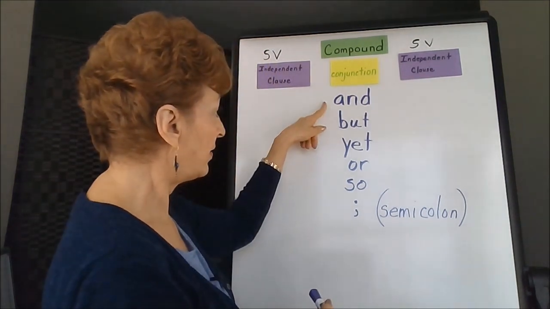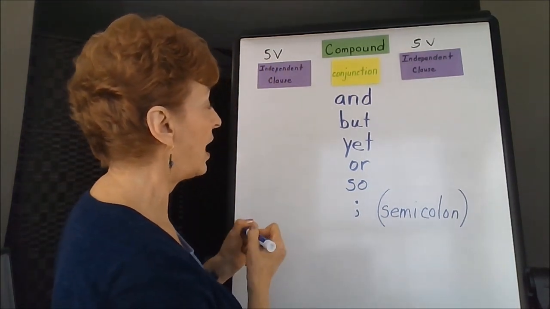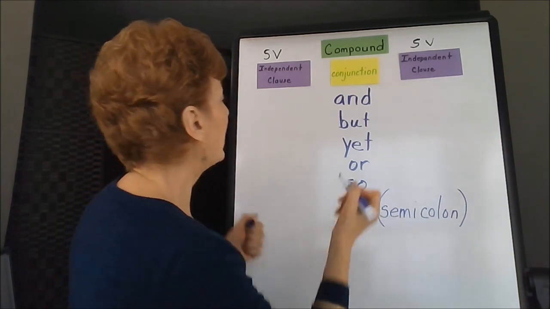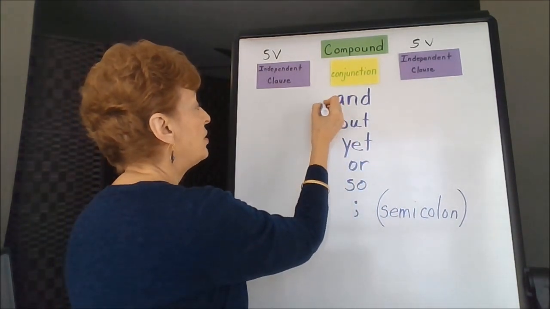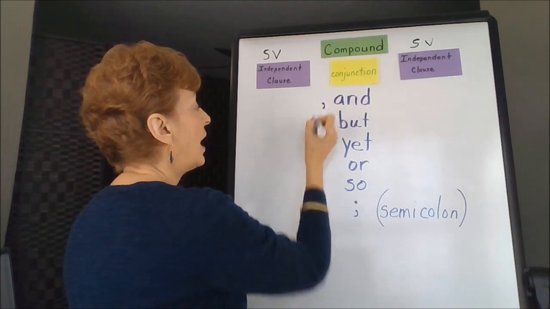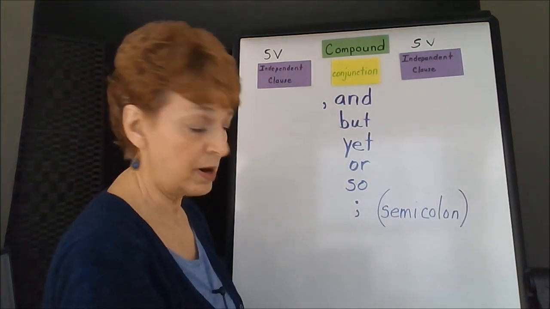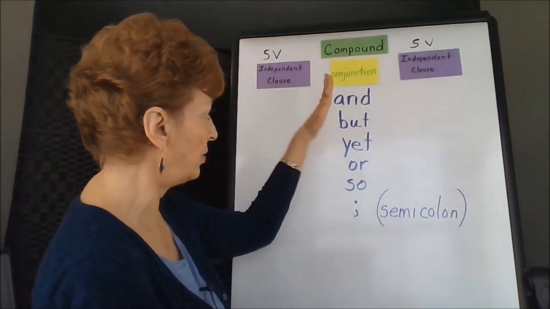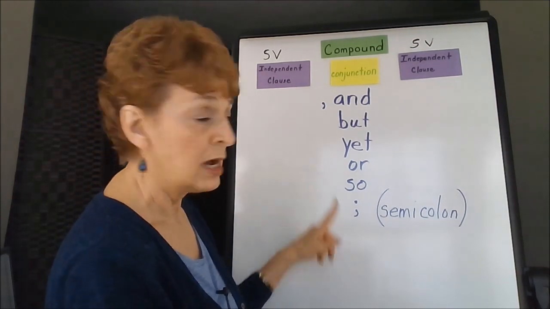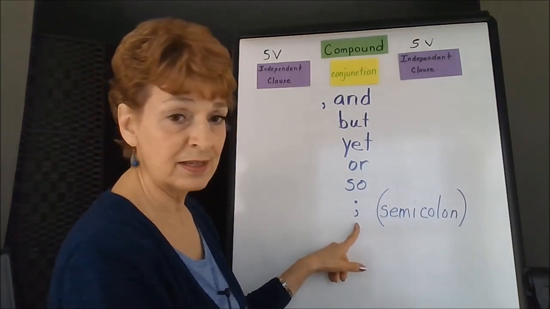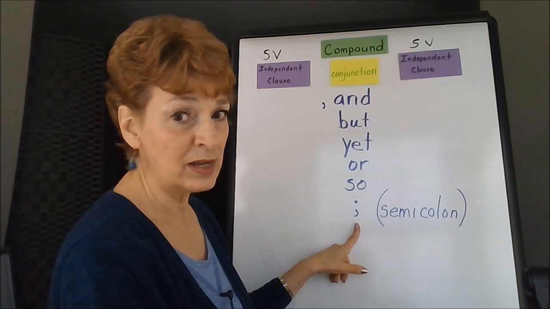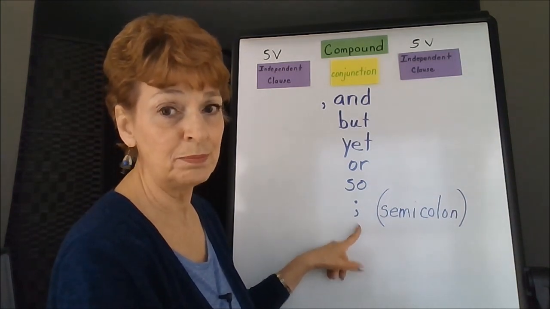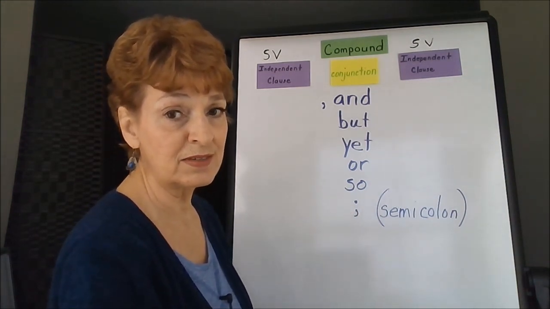When you have a conjunction in a compound sentence, right before the conjunction, you usually have a comma, that punctuation mark. The comma comes prior to the conjunction itself. Unless, of course, you're using the semicolon, and then that is the only punctuation that you would need between the two sets of subjects and verbs.